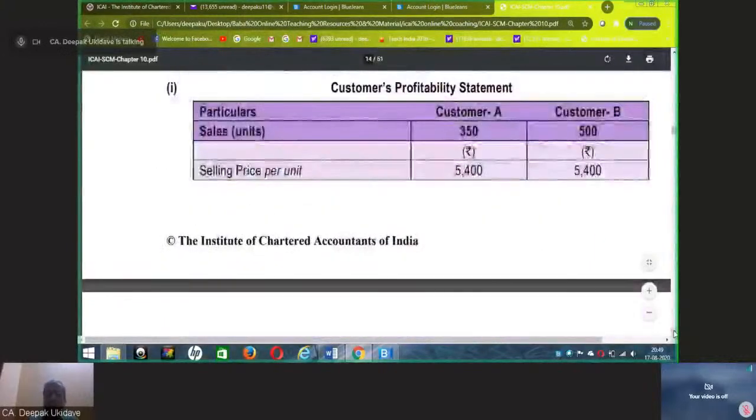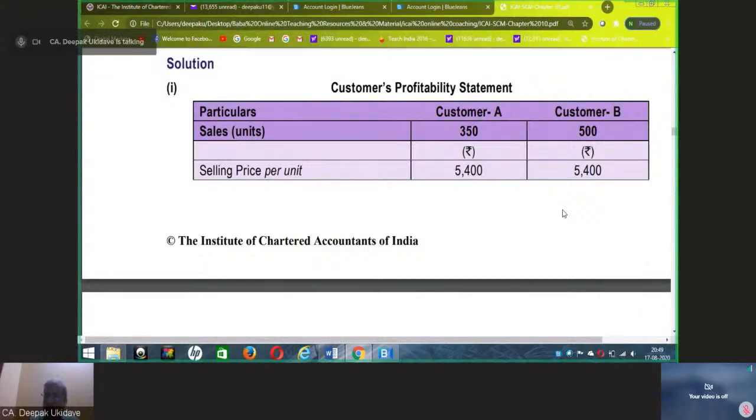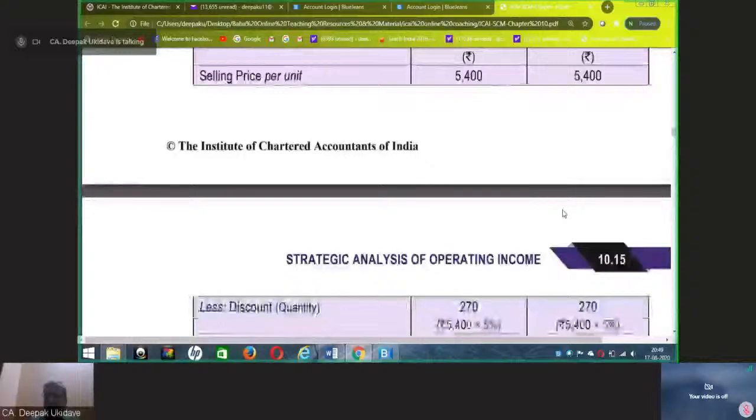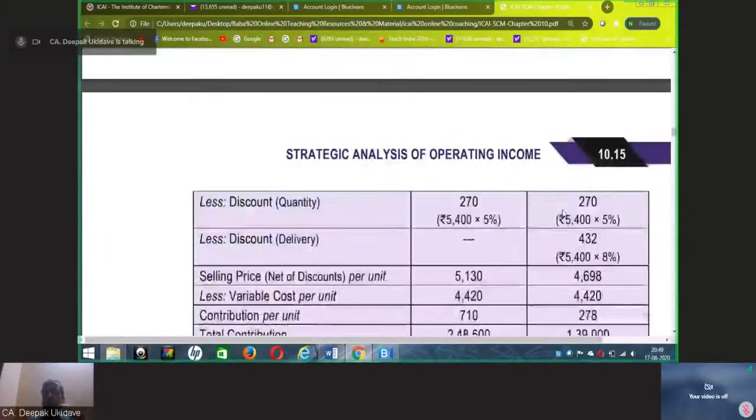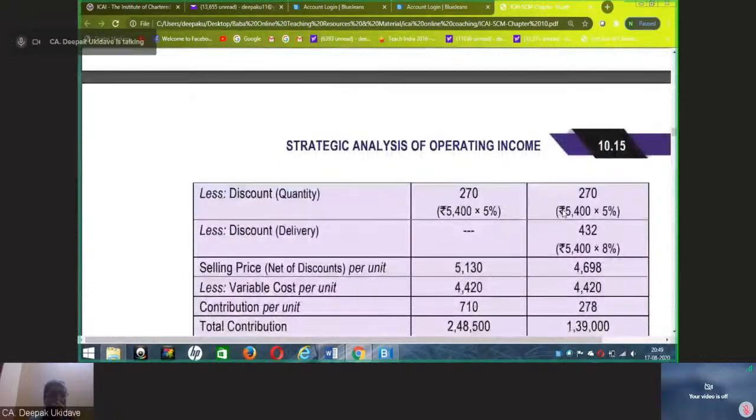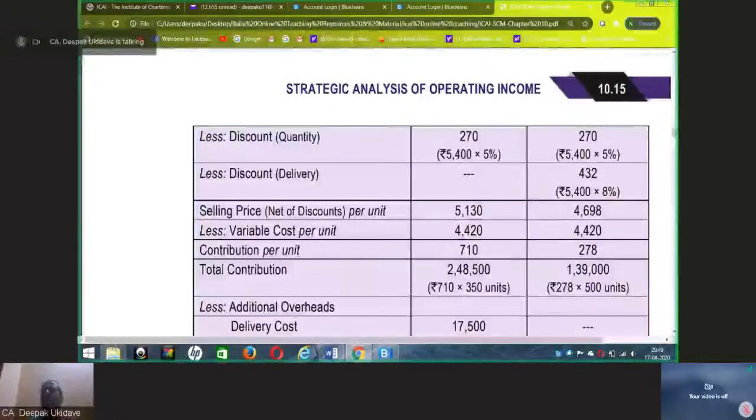Traditional profitability statement. First we'll say customers' profitability, where we start with selling price 5,400 each. Selling price remains the same. Number of units sold are 350 and 500. Less discount, quantity discount, it's all shown in front of you. Quantity discount, that is 5,400 into 5%. This is discount on quantity, bulk purchases. On 5,400, 5% is 270, because both customers are buying minimum 50 units at a time.